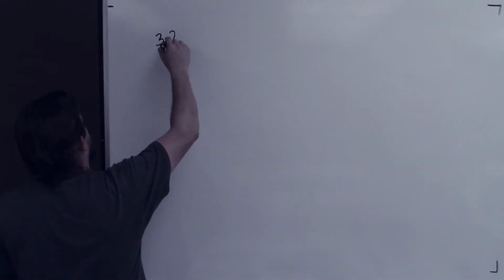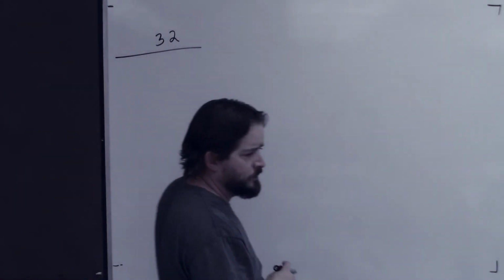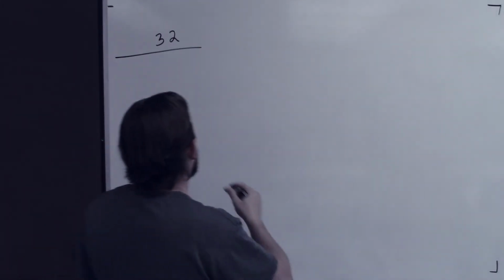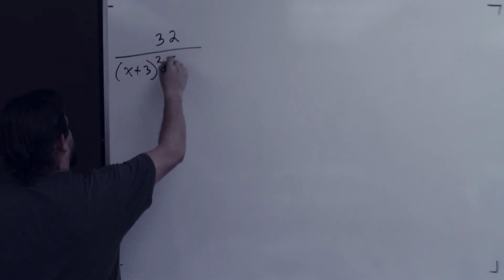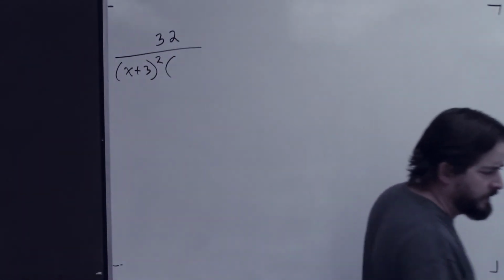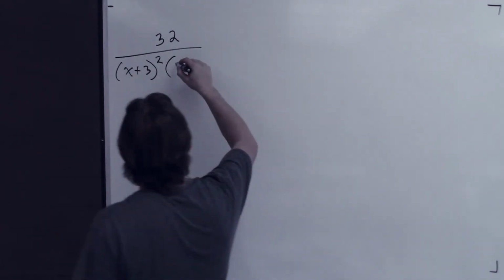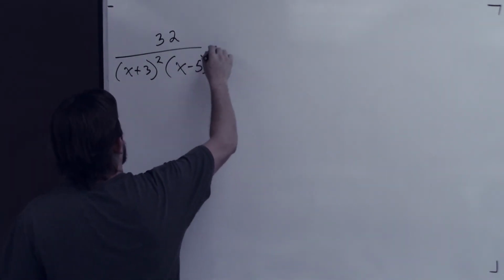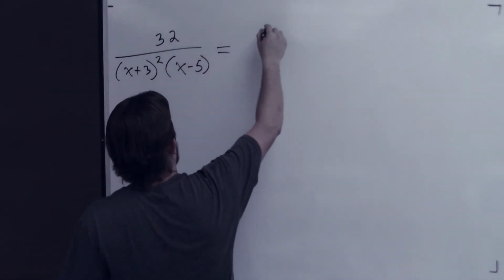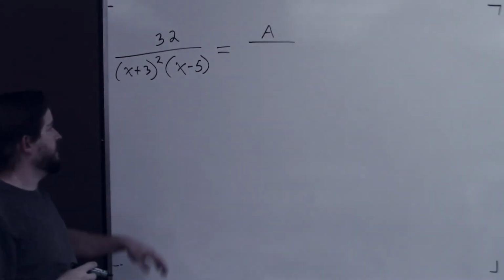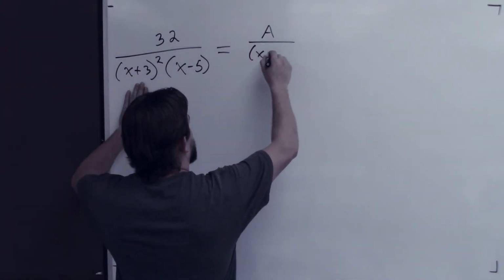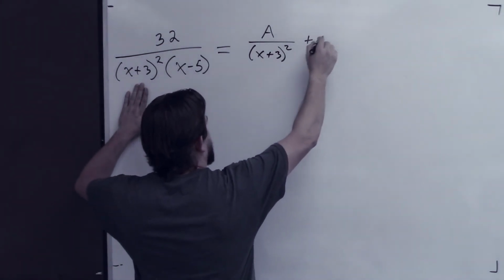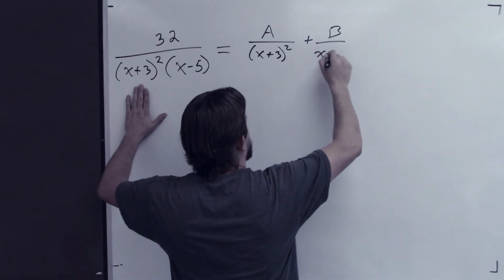I have 32 over x plus 3 squared times x minus 5. So for this one, it's important to note that you would end up with a constant over an x plus 3 squared and a constant over an x plus 3.